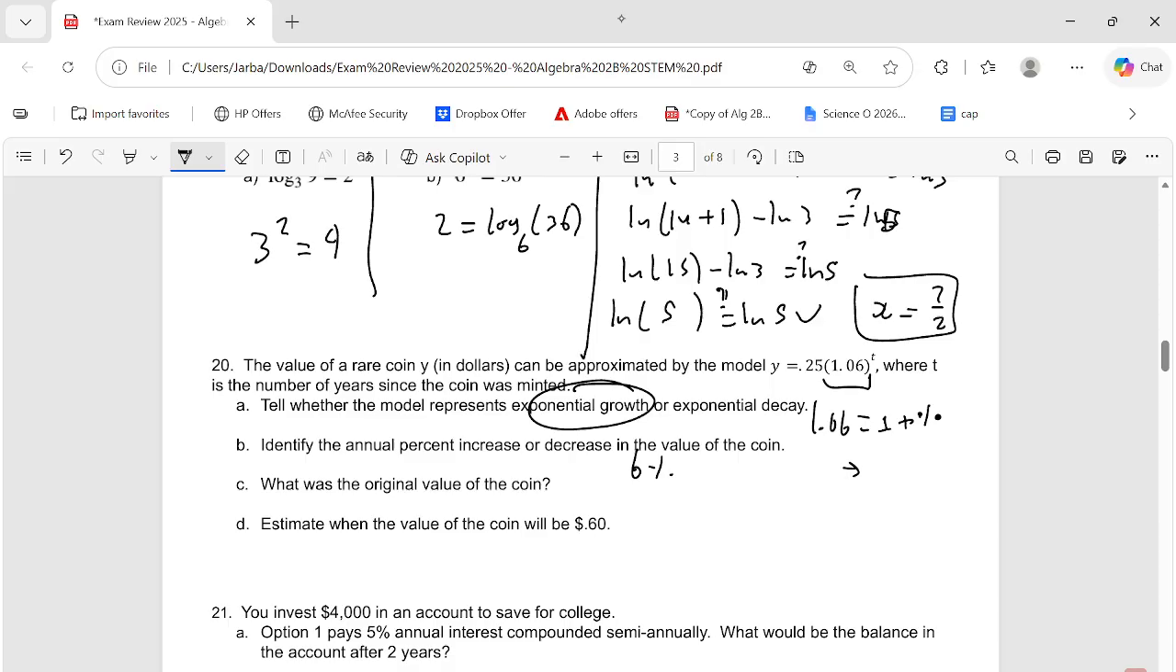If you look at your formula, this means our increase has to be 0.06, and as a percent, 0.06 is 6%. So remember, whenever you have something like 1.06 or 1 point whatever, you need to take 1 away from that to get to the actual increase or decrease. And 0.06 is the same thing as 6%.